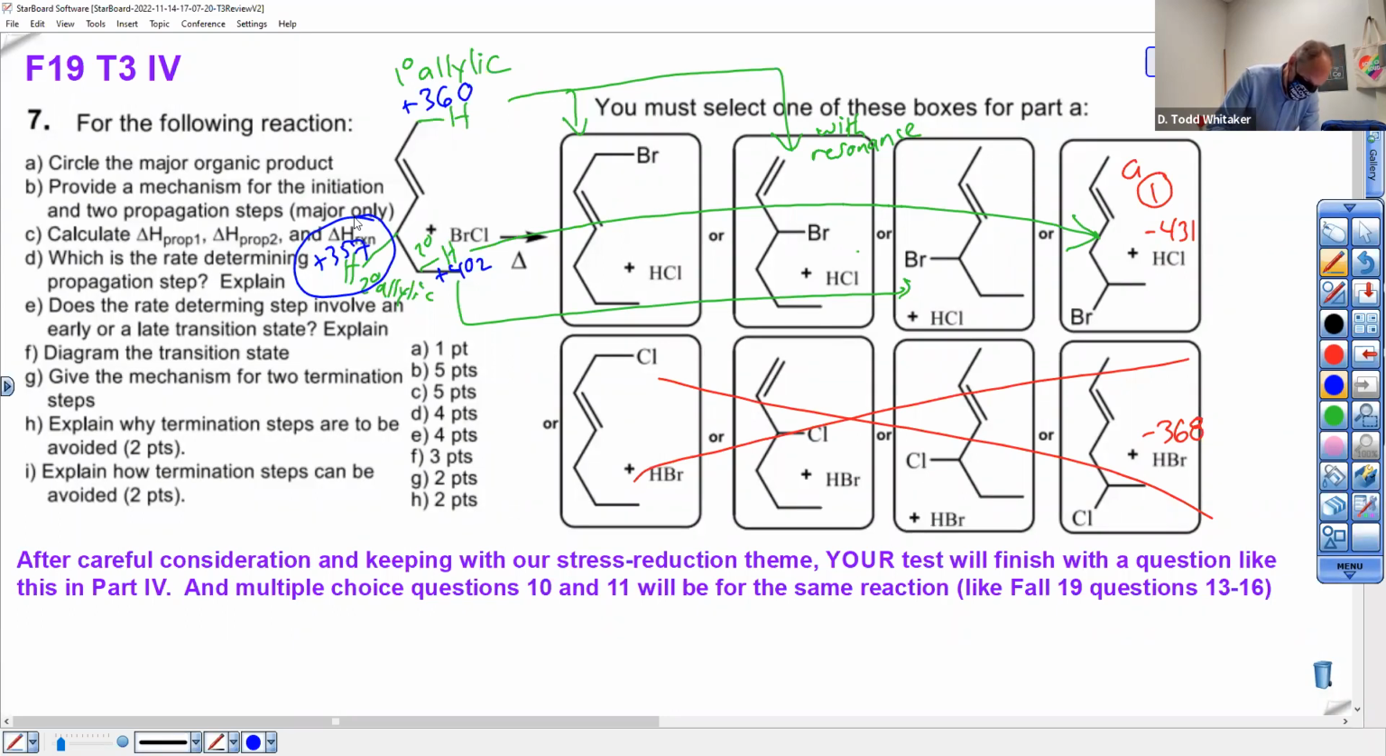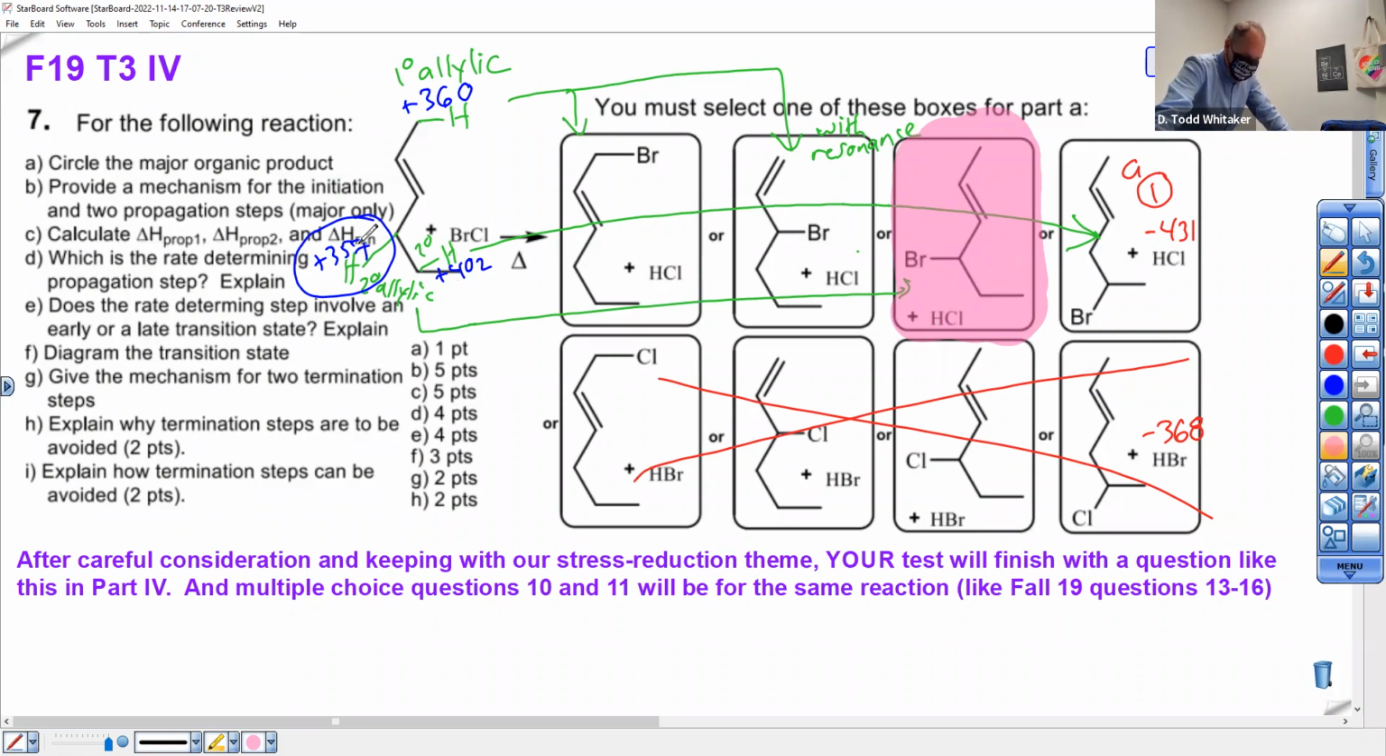oh wow. My arrows. Yeah, there's no problem here. It's just that this should have started from the word secondary allylic. Got it? That is my major product. That is the only major product right there. Highlighter work okay for you? As a circle?